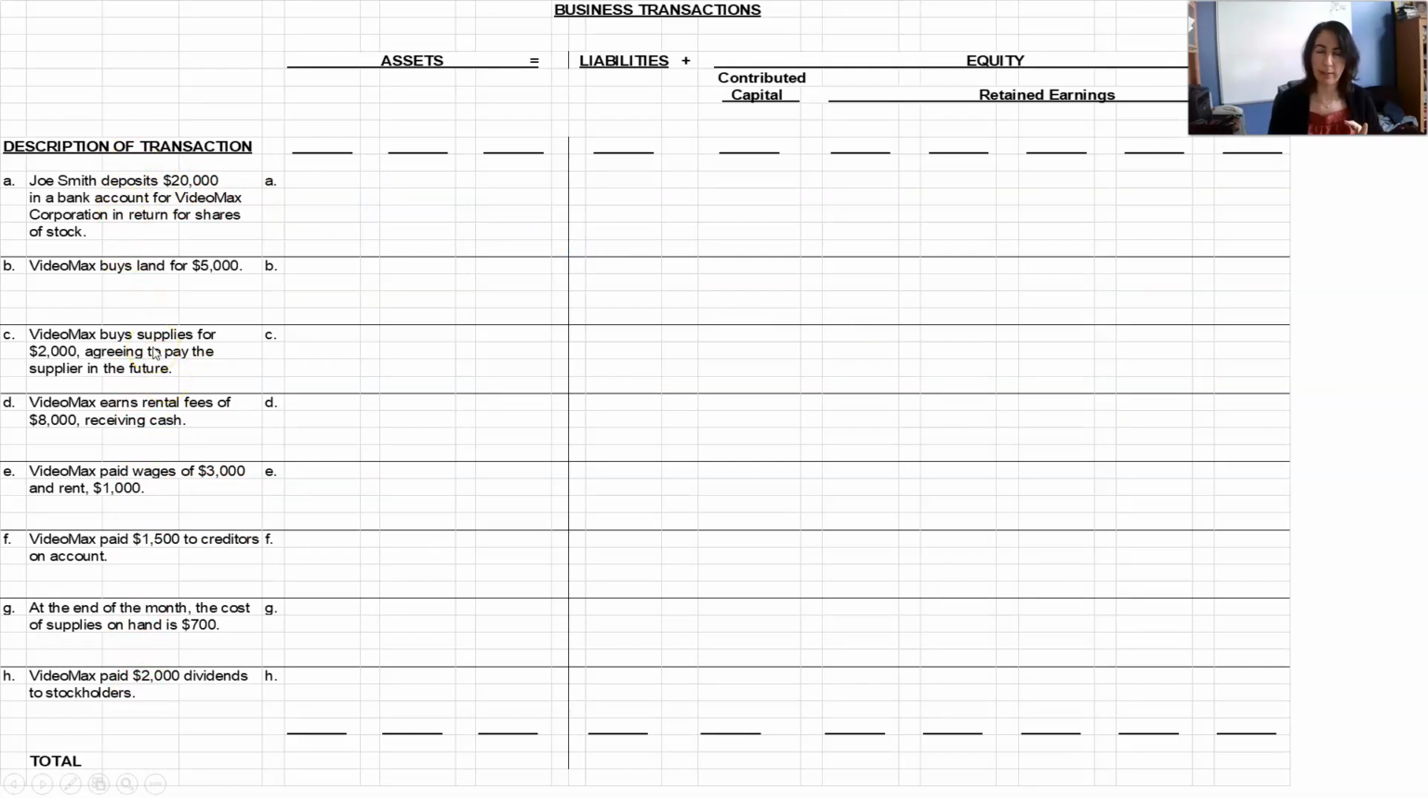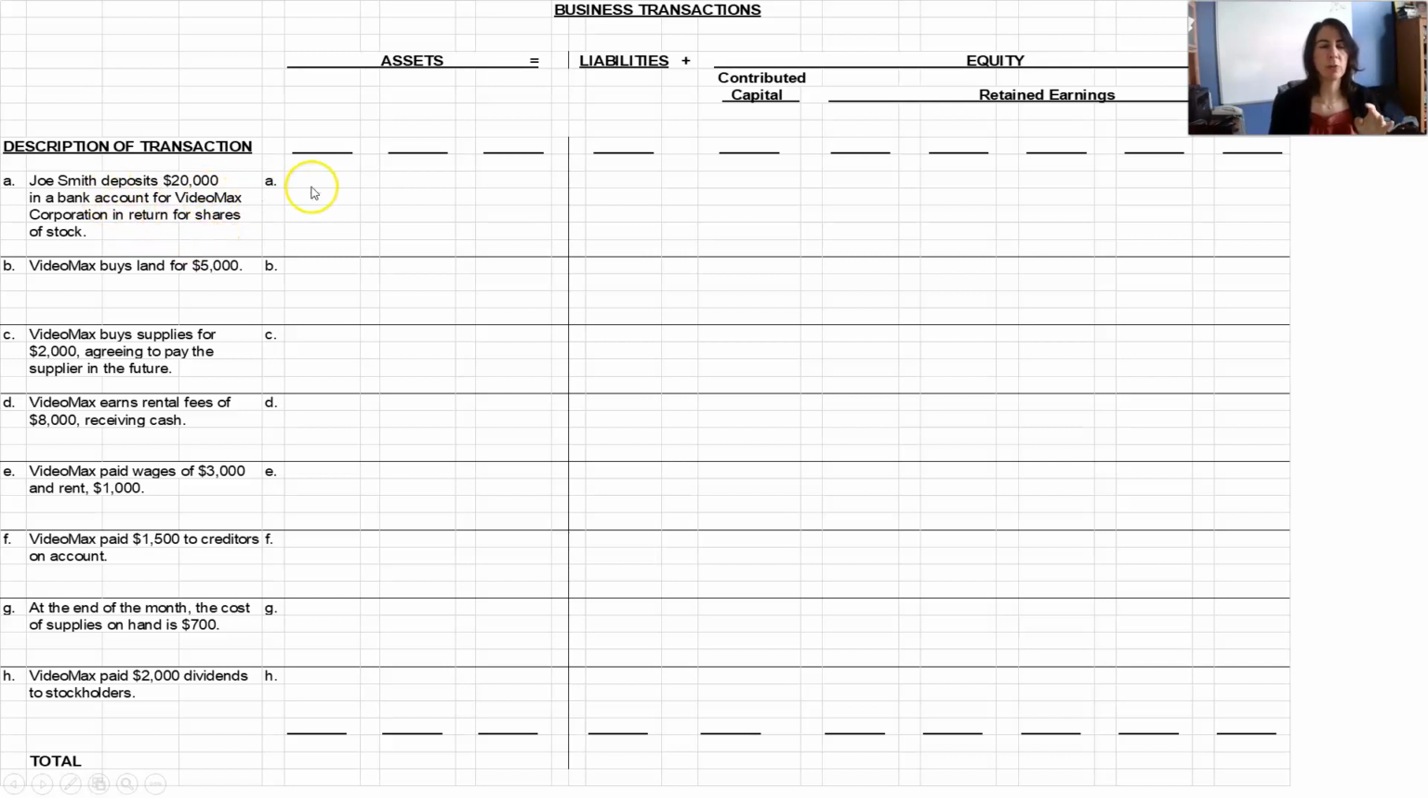I'm going to do it pretty quickly because you can always rewind me and listen again. Joe Smith deposits $20,000 in a bank account for VideoMax, a corporation, in return for shares of stock. You're always going to have at least two transactions. It's called double entry accounting. At least two. Sometimes three, sometimes four, sometimes six, but at least two. I don't want you to think of the words debit and credit if you've heard those yet. Hold those off until the next chapter. Think increase and decrease for now.